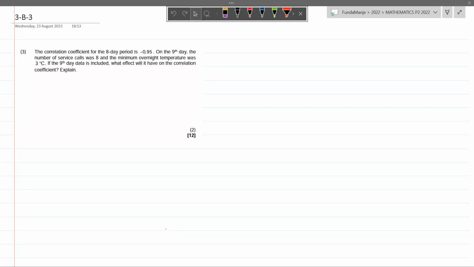Question B3: the correlation coefficient for the 8-day period is minus 0.95. On the 9th day, the number of service calls was 8 and the minimum overnight temperature was 3 degrees. If the 9th day is included, what effect will this have on the correlation coefficient?